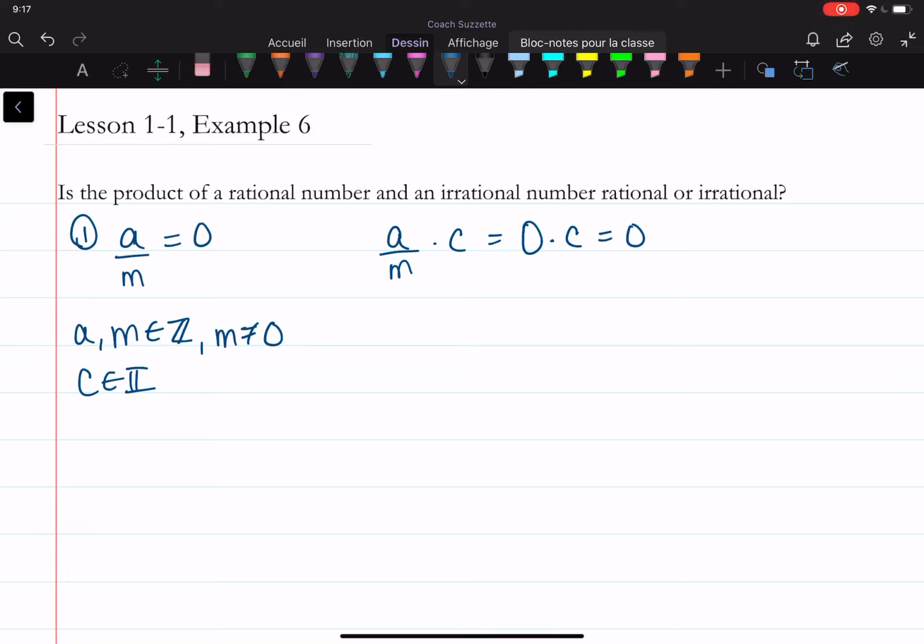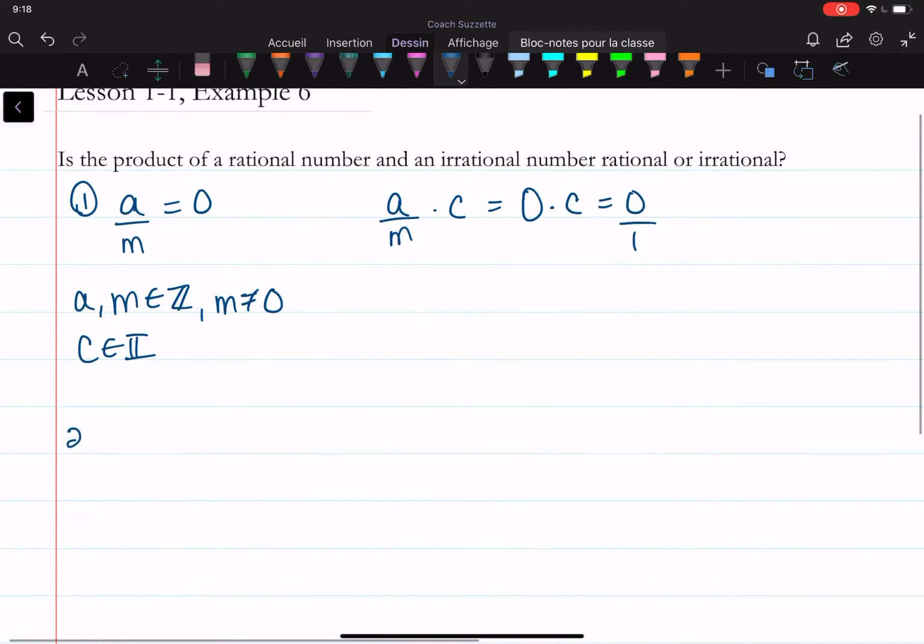Is 0 a rational number or irrational number? Can we write it as a fraction where both the numerator and denominator are integers and the denominator is not equal to 0? Sure, we could do this. So 0 is a rational number. So in case number 1, when our rational number is 0 and we multiply it by any irrational number, our answer will be rational.